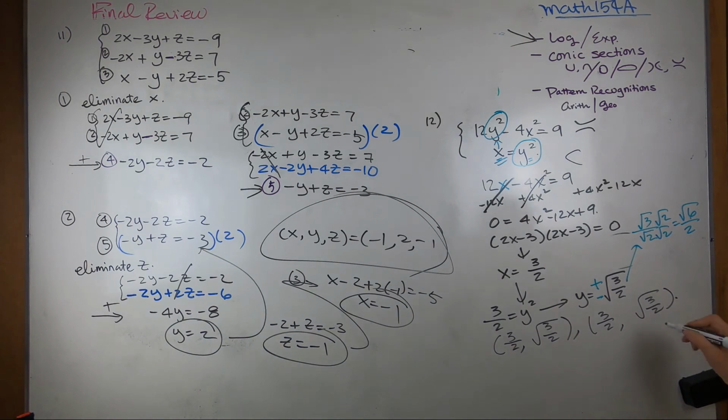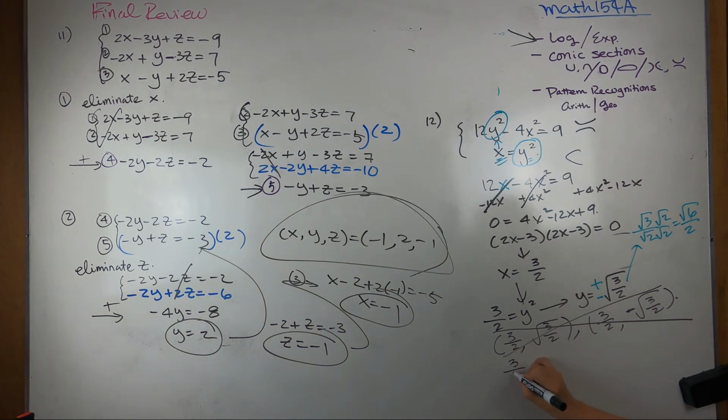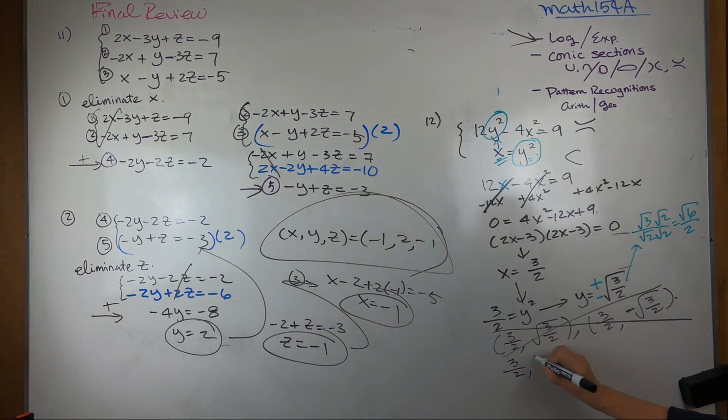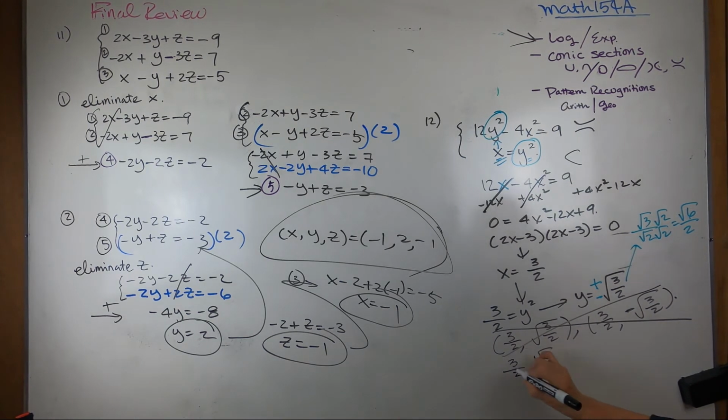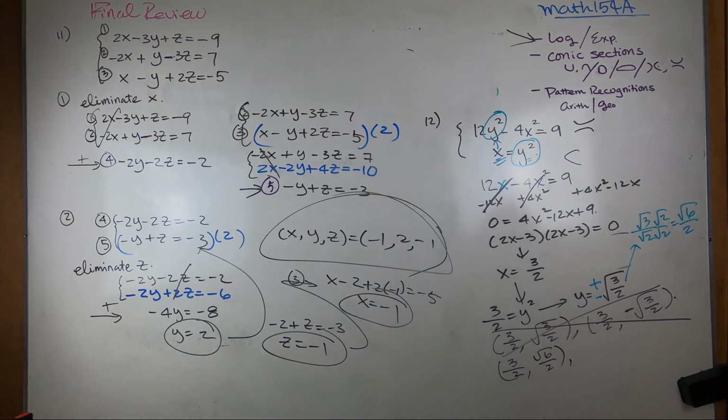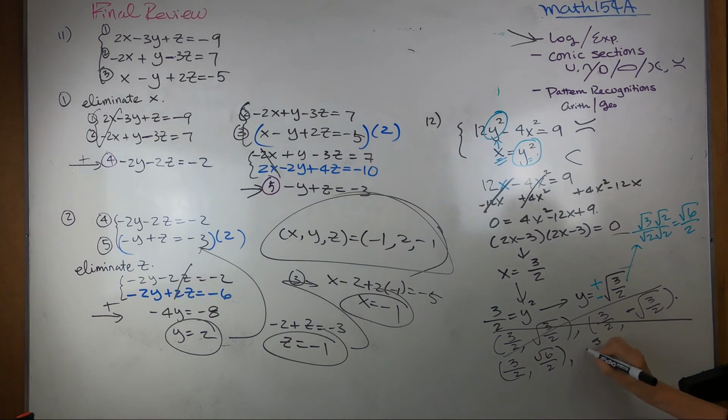So, oops, this one should be negative. So you shouldn't write the answer this way. You should write what? 3/2 and square root of 6 over 2. Then another one would be 3/2 and negative square root of 6 over 2.